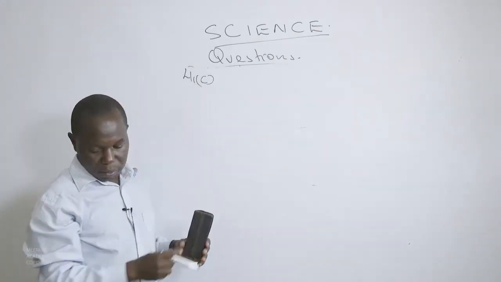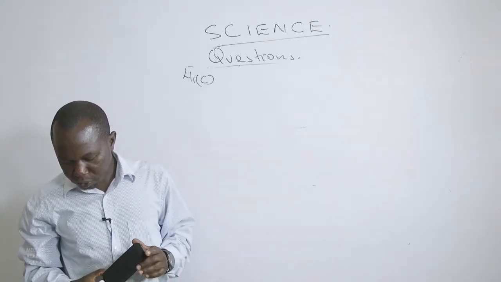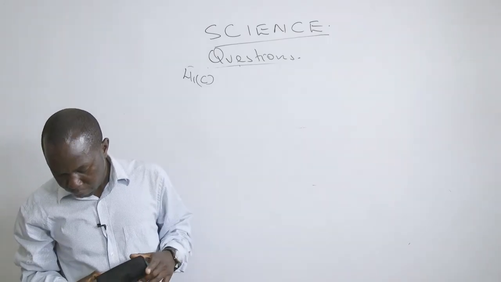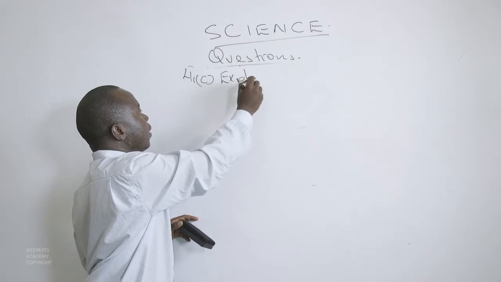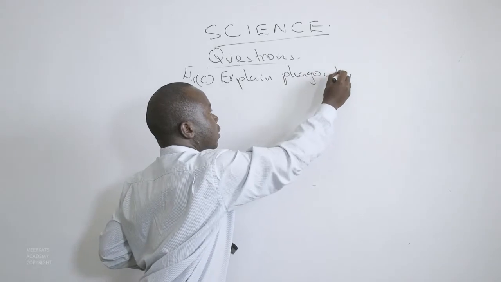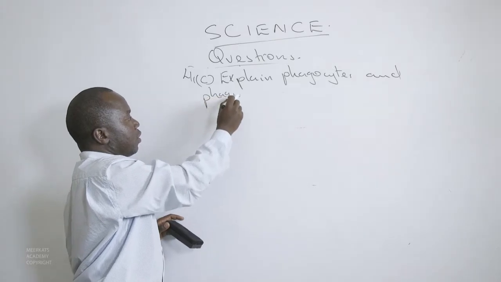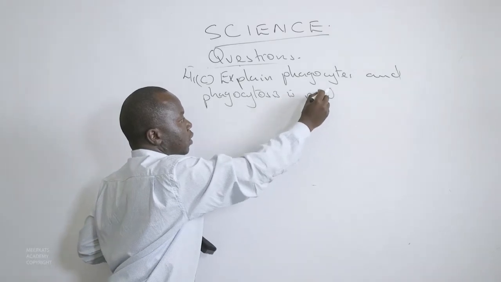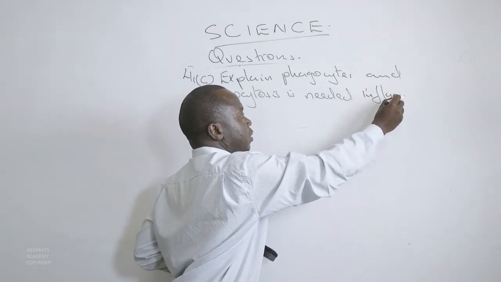Then C, explain why phagocytes and phagocytosis as a process are needed in the inflammatory response.